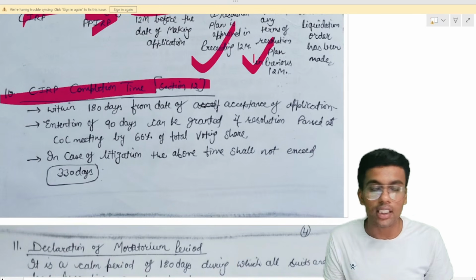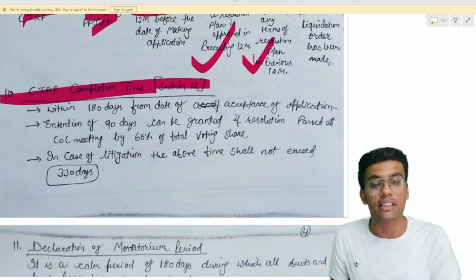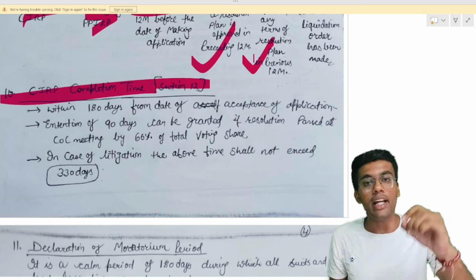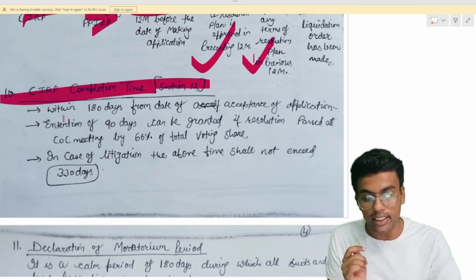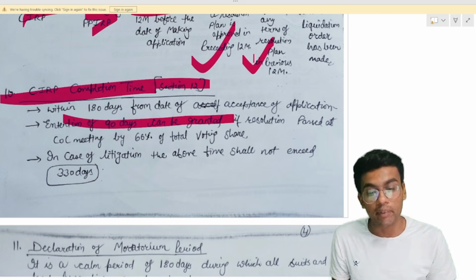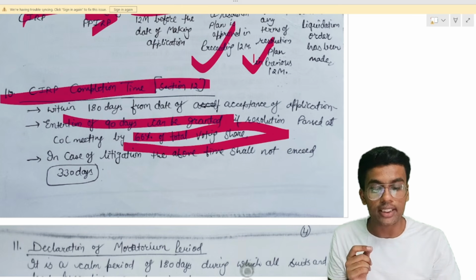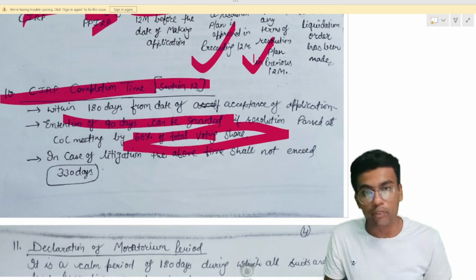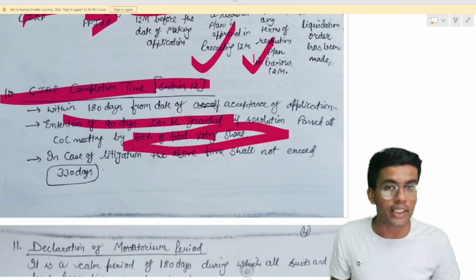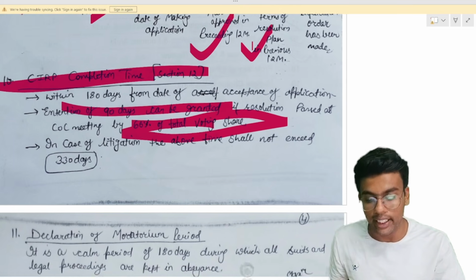Once you have initiated the proceedings, CIRP is to be completed within a maximum of 180 days. But there can be an extension of this 180 days by another 90 days. An extension of 90 days can be granted if a resolution is passed at the COC meeting by 66% of the total voting shares. Meaning, if 66% of voting shares vote that we are willing to extend the timeline to complete CIRP, then the extension can be granted, maximum of 90 days.